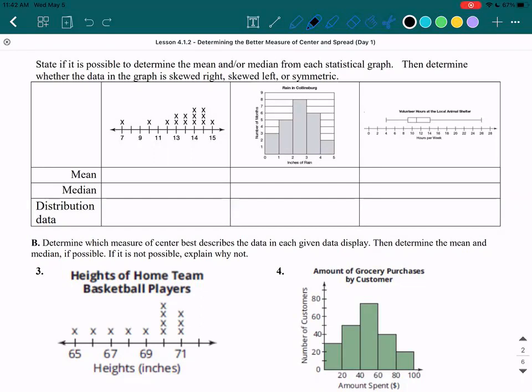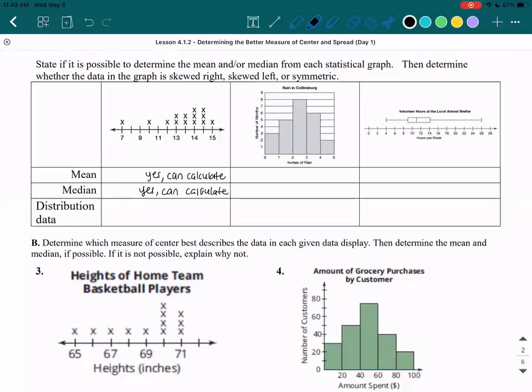Okay, so for the first one, we have a dot plot right over here. As you can see, it's got X's, but it's still a dot plot. So for this dot plot, we are able to calculate the mean. So I'm going to say yes, because we're going to determine if we can calculate the mean. Yes, can calculate. Median, we can calculate the median as well. Yes, can calculate. We literally just calculated the mean and the median earlier from a dot plot.